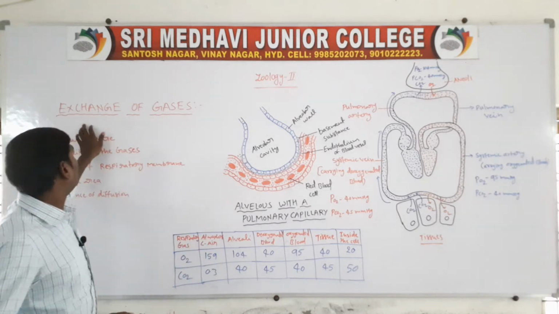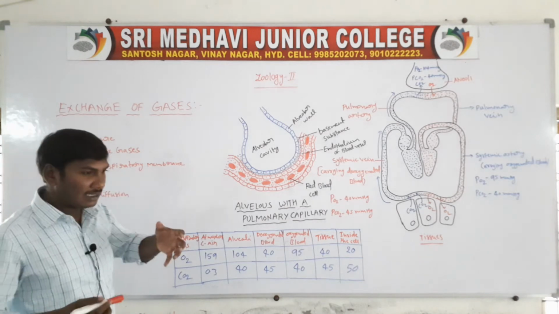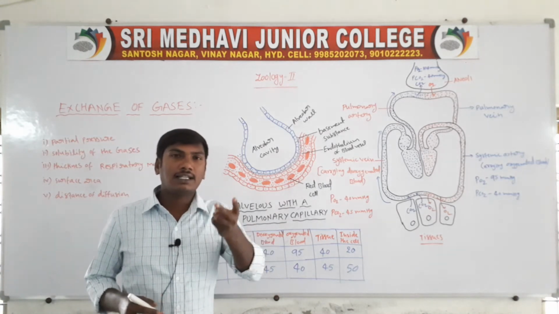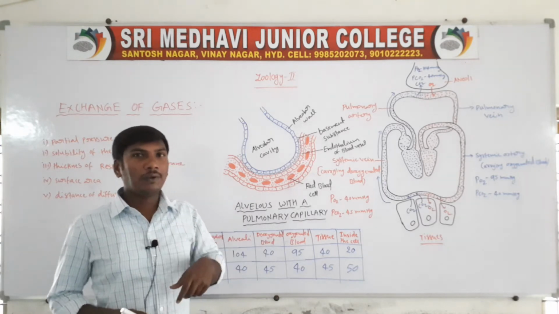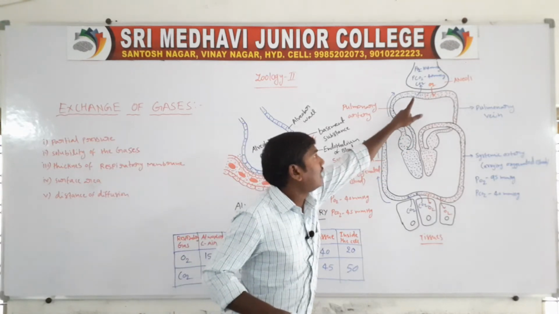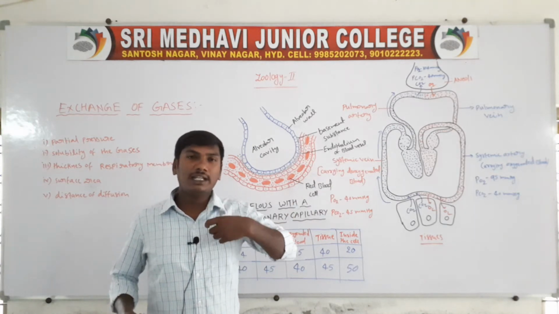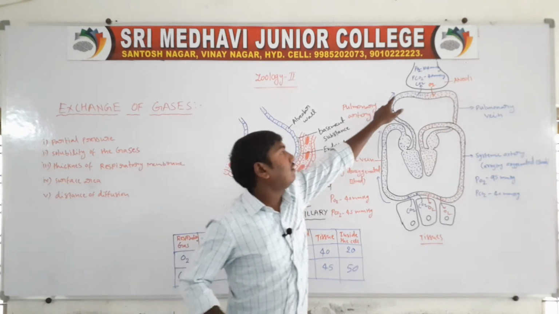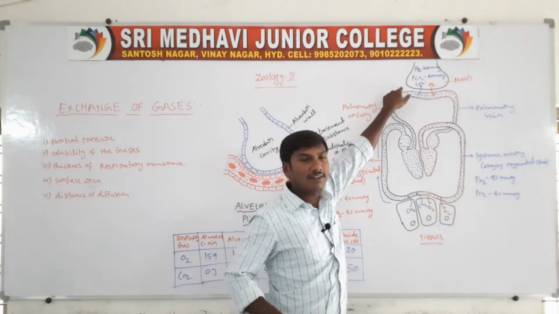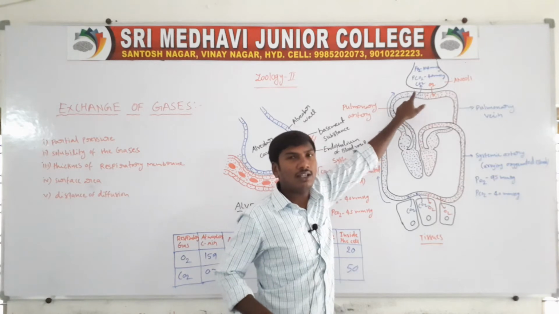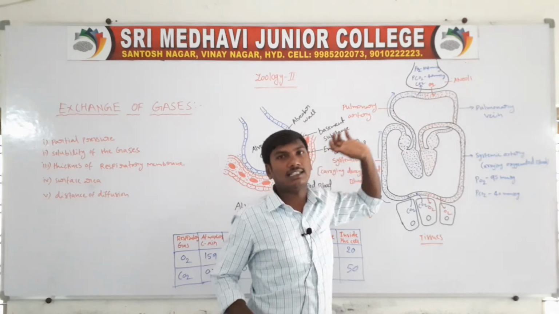So the exchange of gases happens in our body in two places. One place is the alveoli in the lungs. One exchange of gases is in the alveoli of the lungs, between the alveoli and the blood vessels. So that is one area of gas exchange.